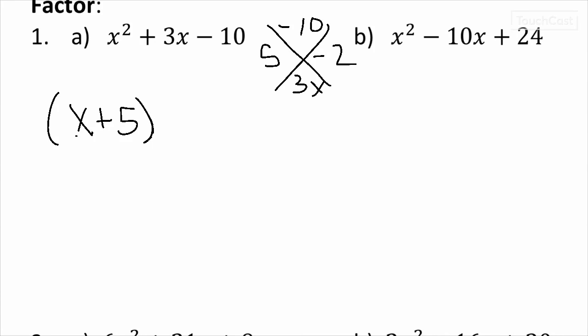Alright, where was I? So you get x plus 5, and then the other one is x minus 2. Easy peasy lemon squeezy when this number is a 1. When it's not, so much.